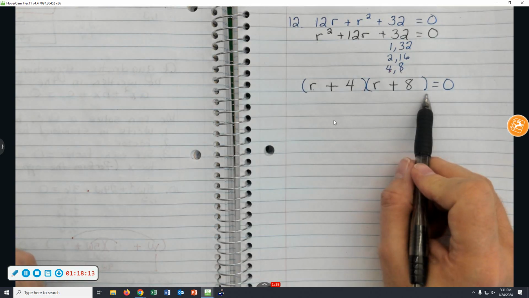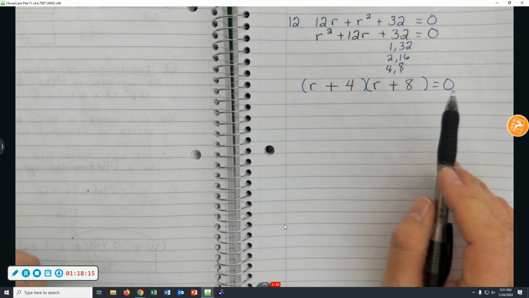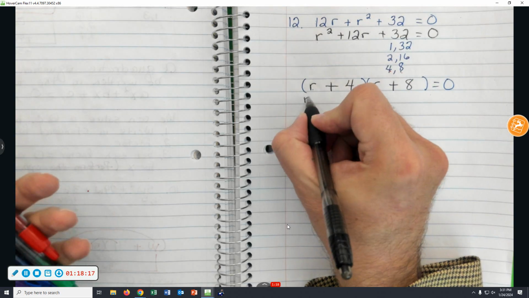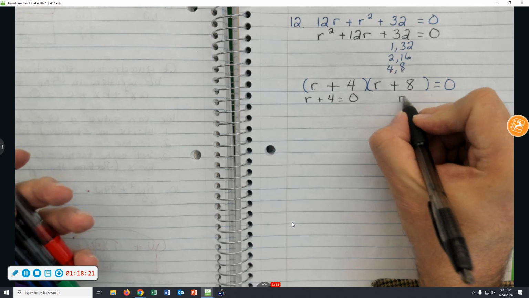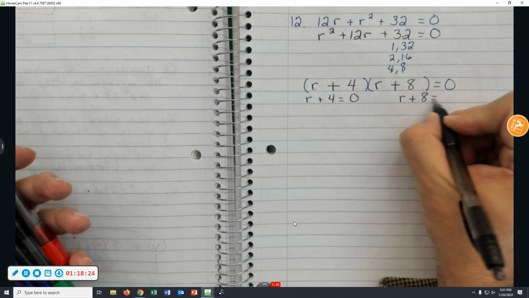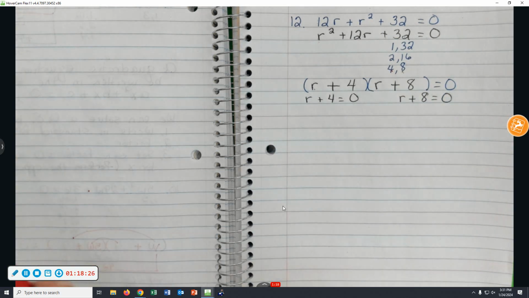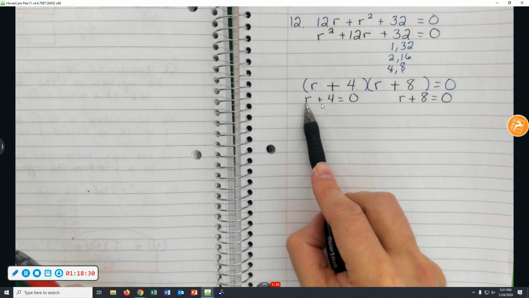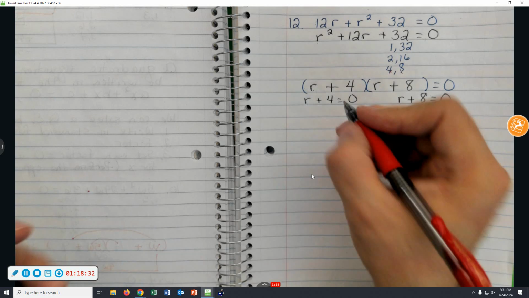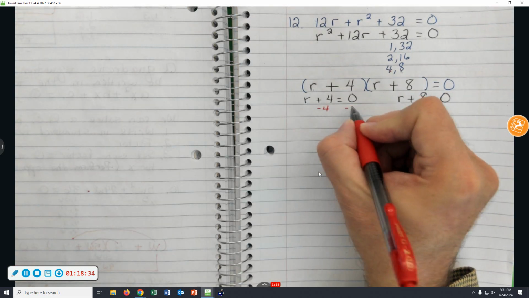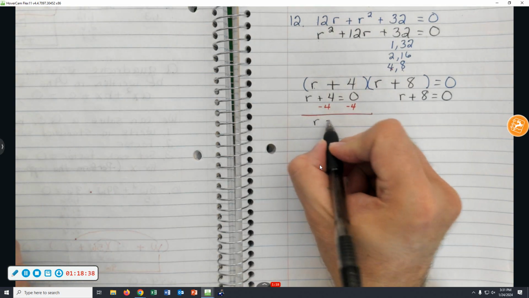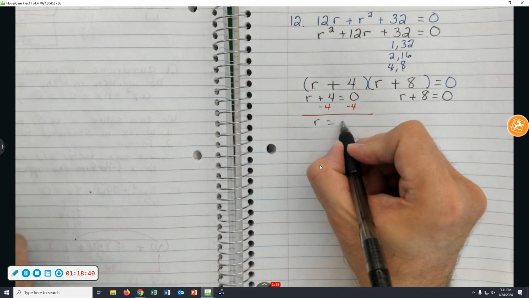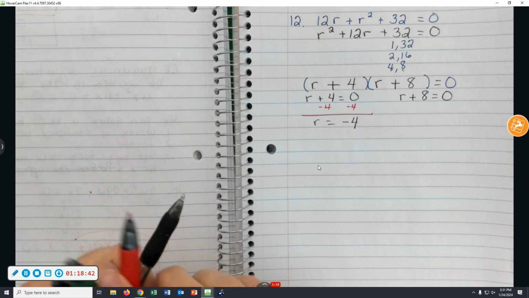So we factored it. We wrote it in standard form. We factored it. Set each factor to 0. And isolate the variable. What will I do to get this r by itself? Subtract 4 from both sides. And we get r equals just a negative 4.